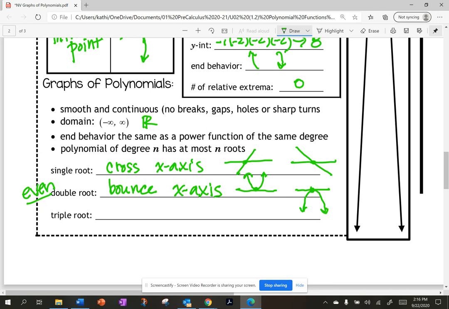And a triple root also crosses the x-axis. But it's kind of curvy. So if I'm starting at negative infinity and going to positive infinity, or positive infinity going to negative infinity. So that one's an inflection point.